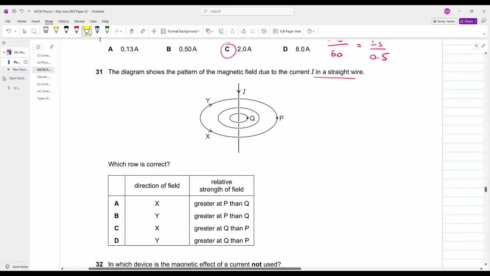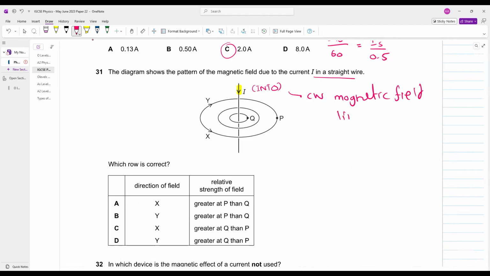Okay, the diagram shows the pattern of a magnetic field due to the current in a straight wire. Can you see the current is going into the page? Whenever current is going into the page, it will always develop clockwise magnetic field lines.